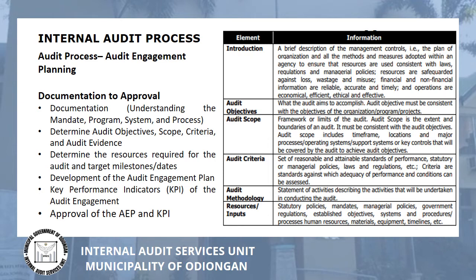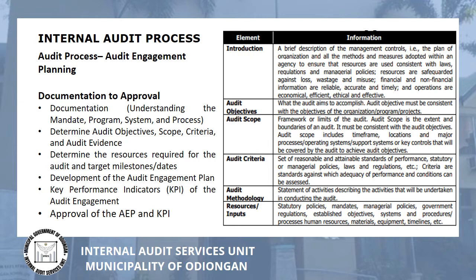An audit objective is what the audit aims to accomplish. Audit objectives also relate to why the audit is being conducted. The audit scope, which is the framework or limits of the audit, is determined after the audit objectives have been identified. It should be consistent with the audit plan and audit objectives. The audit scope includes the time frame, locations, major processes, operating systems, support systems, or key controls that will be covered by the audit to achieve audit objectives.